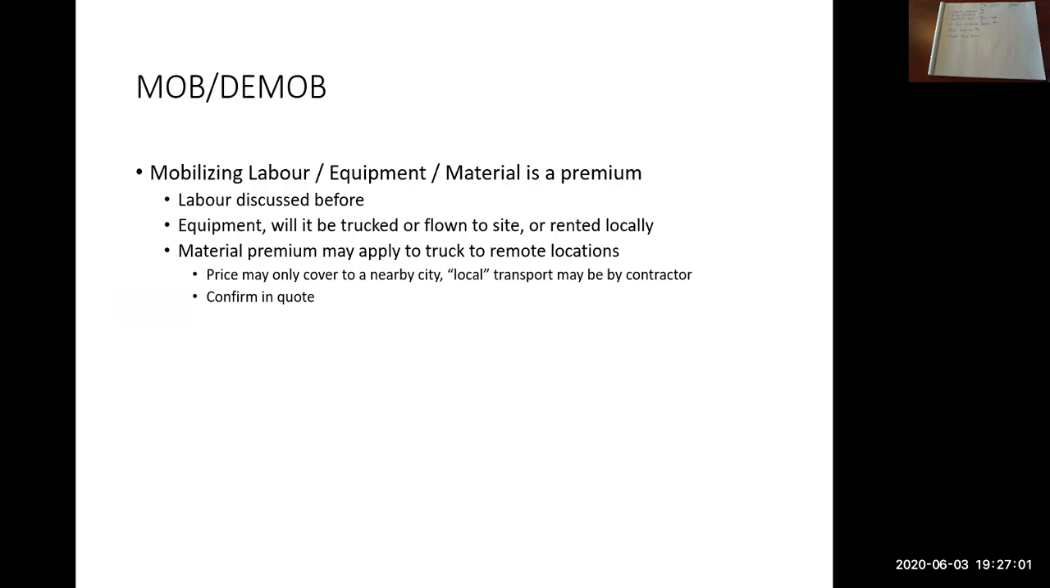So a material premium. We've talked labor and equipment, so the third one there is a material premium. You may have a material premium to truck your materials to the remote locations.